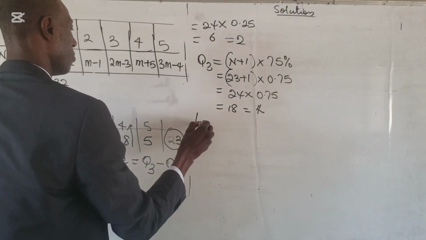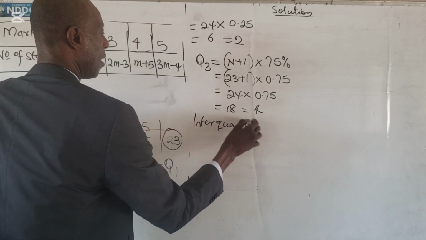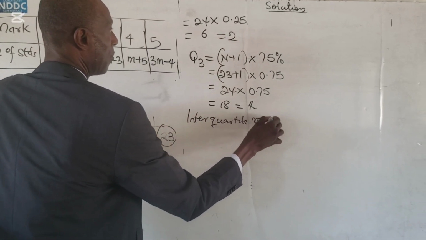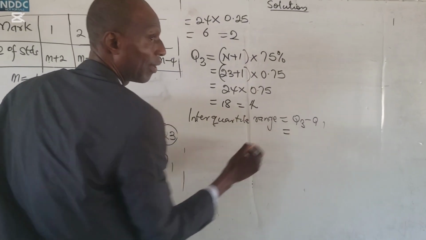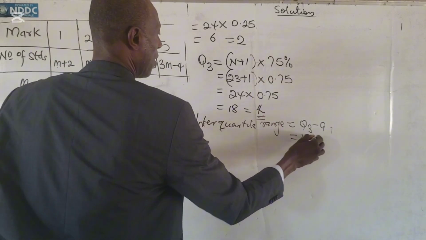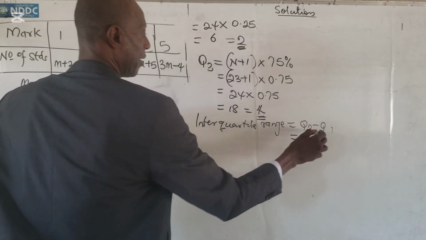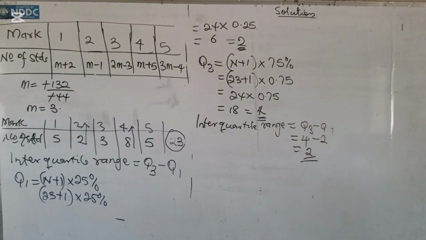Which is what? 4. So the interquartile range we said is Q3 minus Q1. Our Q3 there is 4, our Q1 there is 2. So the answer is 2. The interquartile range there is 2.